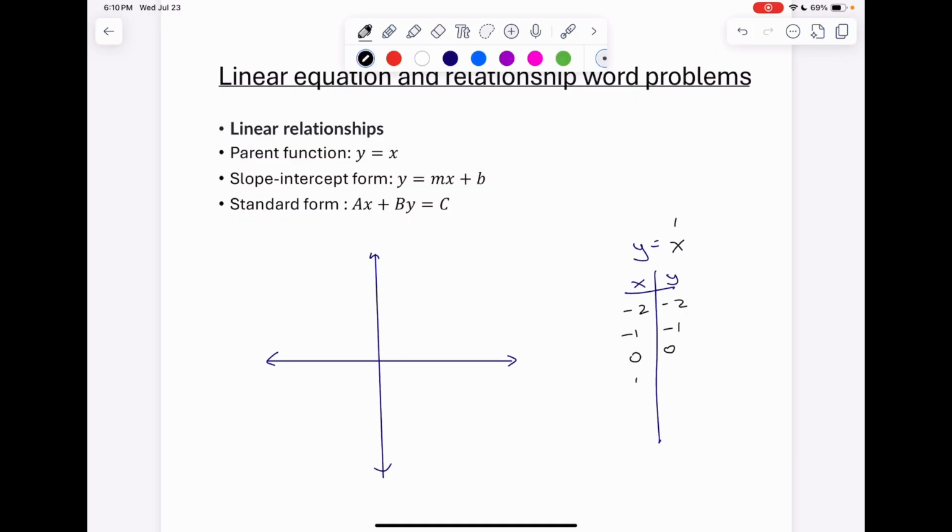When x is 1, y is 1. When x is 2, y is 2. When x is 3, y is 3. Okay, let's plot these points.